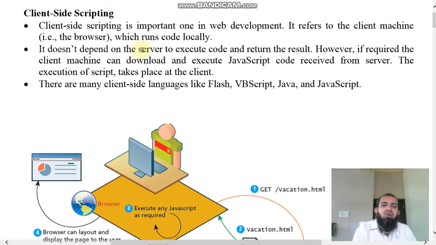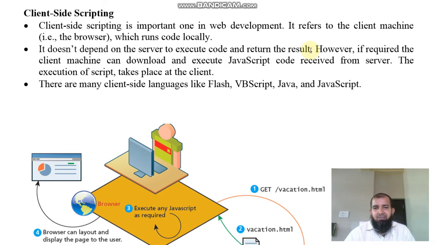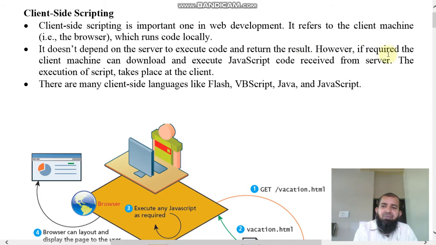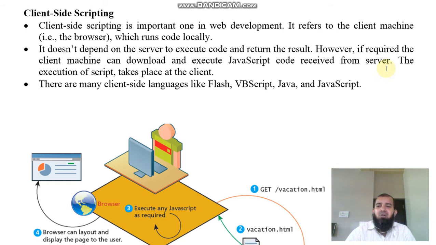It does not depend on the server to execute code and return the result. So JavaScript does not depend on the server computer to execute code, nor to get the result. However, if required, the client machine can download and execute JavaScript code received from the server. Normally the server is not required, but if it is not possible to execute in the client computer, then the server computer is required.